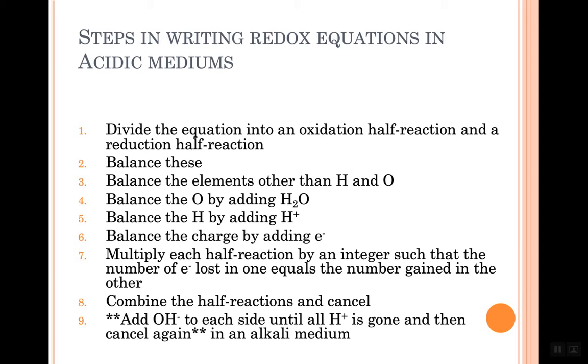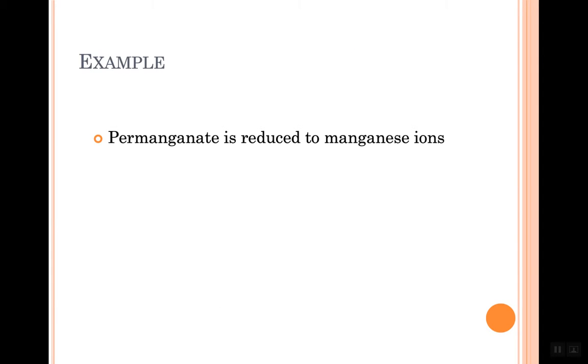Then, to balance oxygen, we add water, remembering that this is an equation that's happening in water, so there's plenty of that around. Then we balance the hydrogen by adding H+, because anytime you've got water, you've also got H+ in that solution, so there's plenty of that around as well. Then we balance the charge by adding our electrons, and then we combine them to make sure we gain and lose the same number of electrons. So let's look at an example.